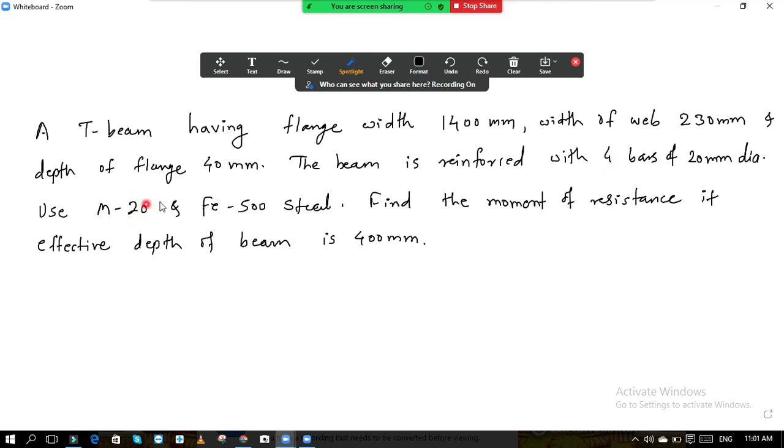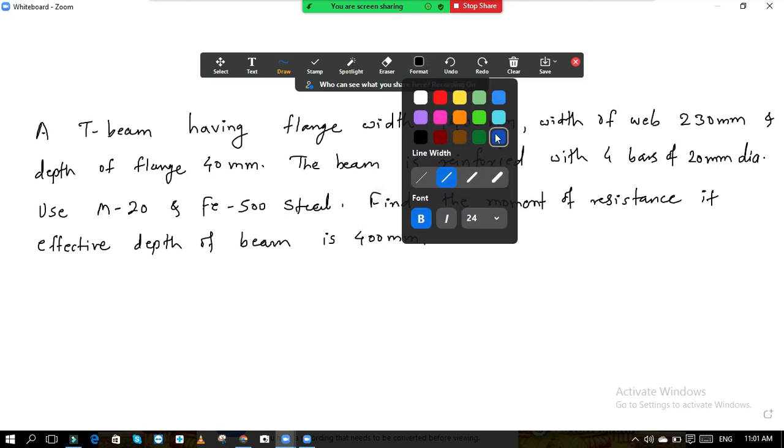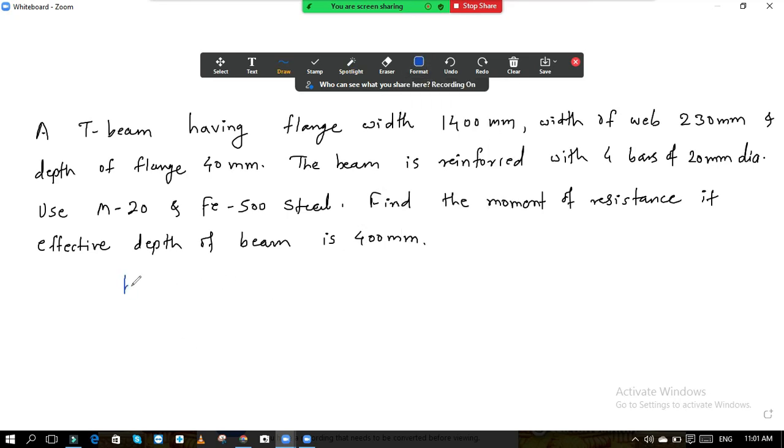FCK value is given 20. FY value is given 500. Okay, and the effective depth of the beam is also given, so small d is given 400 mm. So now if I write all the given data, it will be like this. BF is equal to 1400 mm. BW, width of web, is 230 mm. Then DF, depth of flange, is 40 mm.